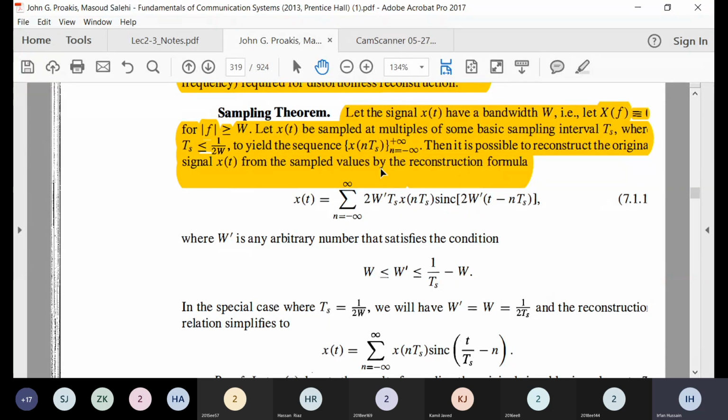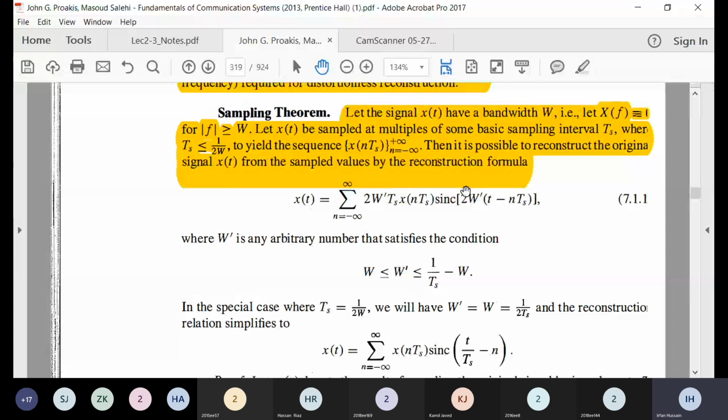So that is why we will also be interested in reconstruction. The reconstruction formula is given as follows. We multiply the sampled signal with the shifted sinc, and then sum this up. Summing this product, you will get back the original signal.